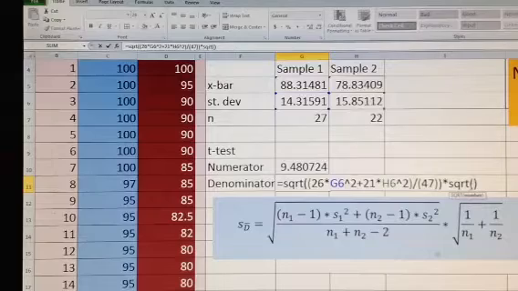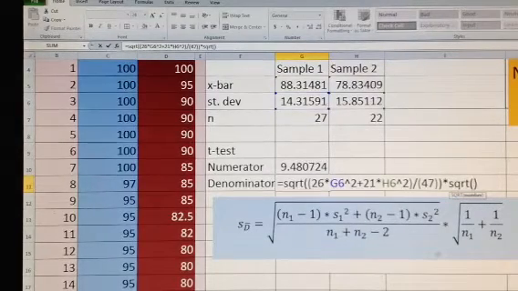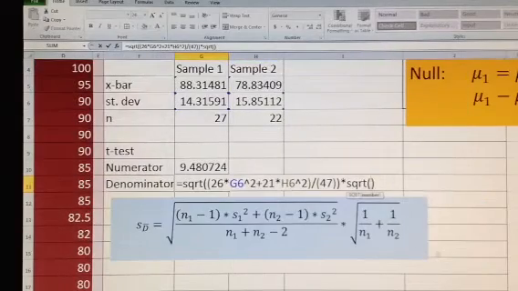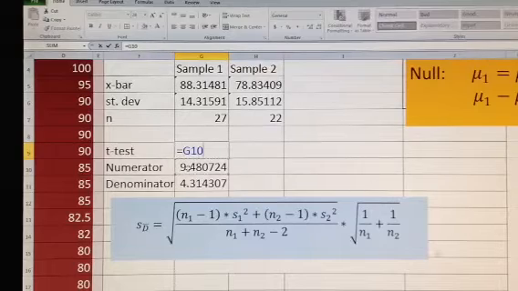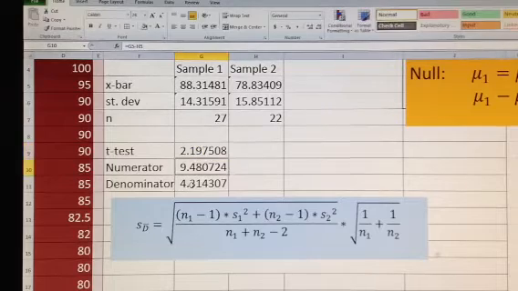The second square root is very easy: 1 divided by 27 plus 1 divided by 22. Everything is done. So this is it, and the t-test is equal to the numerator divided by the denominator. This is my t-test. It wasn't difficult, I believe.